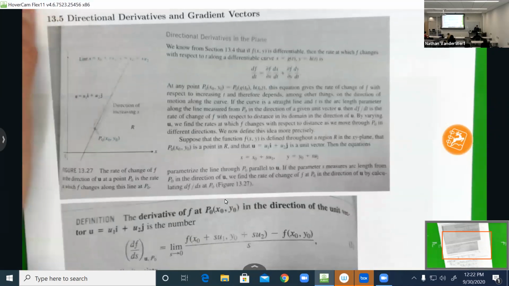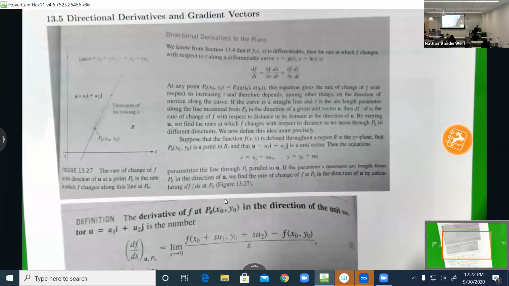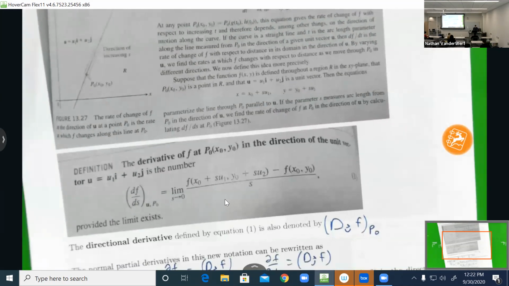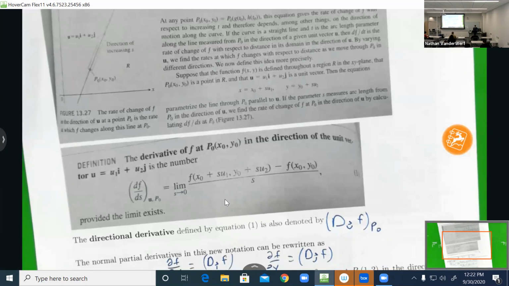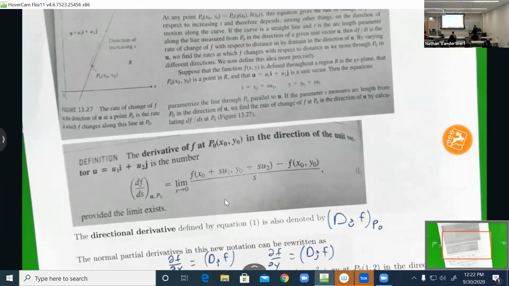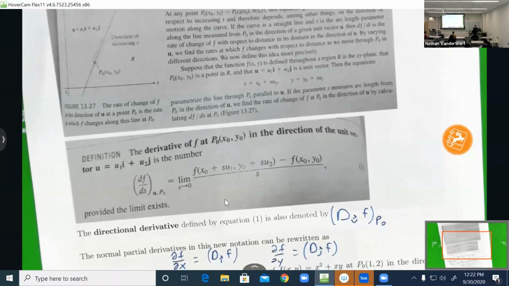All right, so let's review. What did we talk about last time? So last time we talked about how we properly defined what a directional derivative is. When we're looking at these directional derivatives, it's helpful to always think of it this way, right?